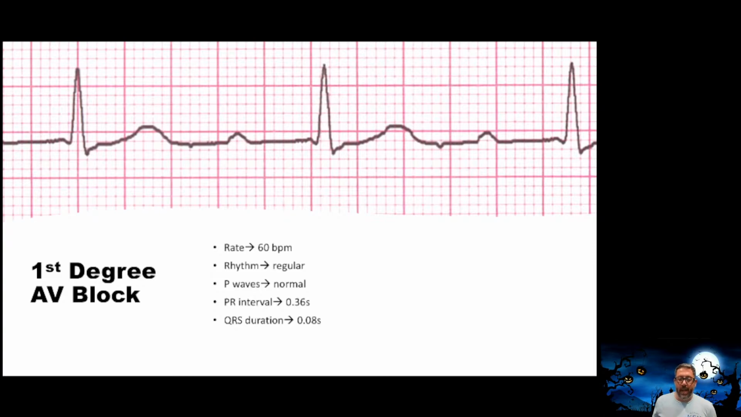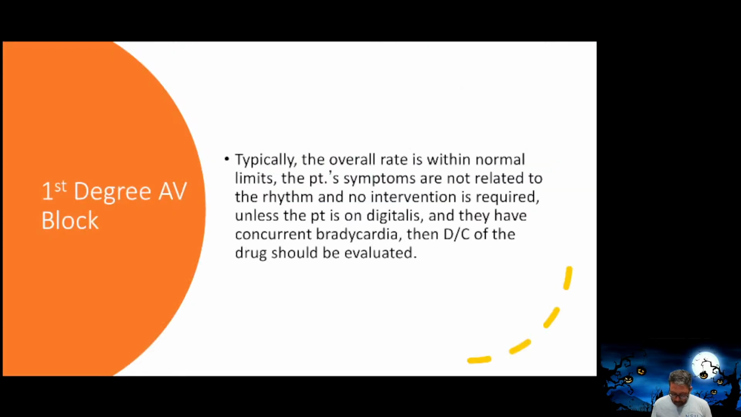First degree AV block. The only thing that you're going to have in a first degree AV block is a long PR interval. That is it. Everything else is going to be normal. The rate's going to be fine. Rhythm's going to be regular. It's just the PR interval is long. It starts here and ends there. Obviously, that's very, very wide. That's a first degree AV block. That is just a normal finding in athletes. That's it. Just a prolonged PR interval.